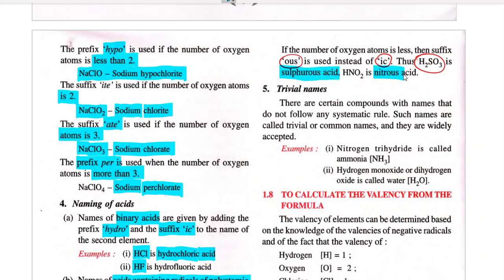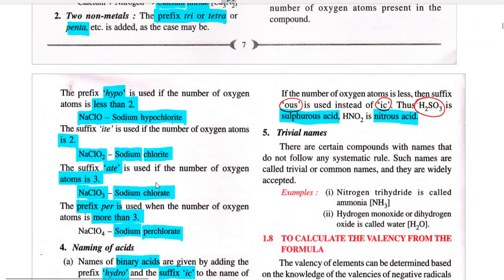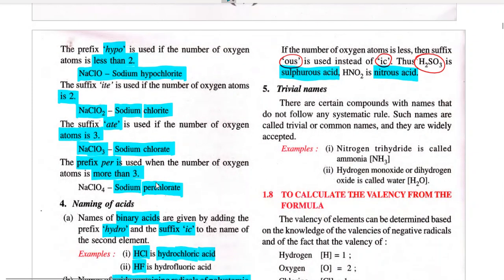HNO2, nitrous acid, because the number of oxygen atoms is less than the actual number. In the actual case, the number of oxygen atoms was 4 and here 3. But if the number of oxygen atoms is 3 and 2 in sulfuric and nitric acid, they become sulfurous and nitrous acid respectively. Trivial names.